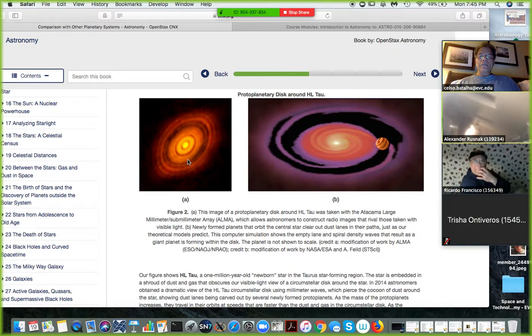But it's there. These circumstellar disks can be mapped now. Of course, this is a rendering image of what that might be. But part A is a radio image of what a protoplanetary disk around this star would look like. So you have all these gaps, all these dark regions in there.